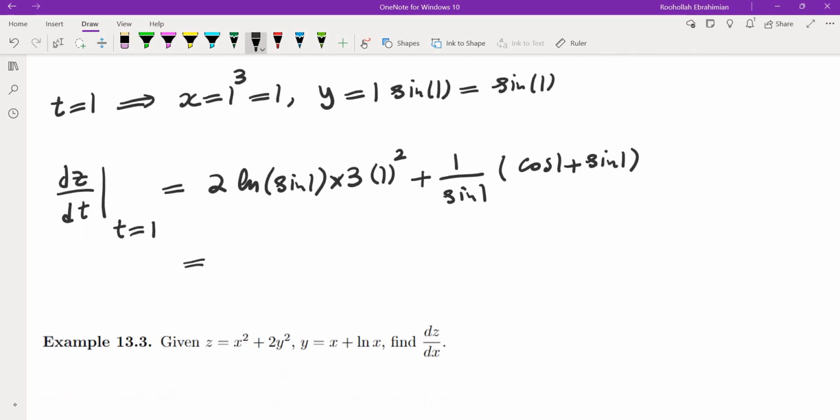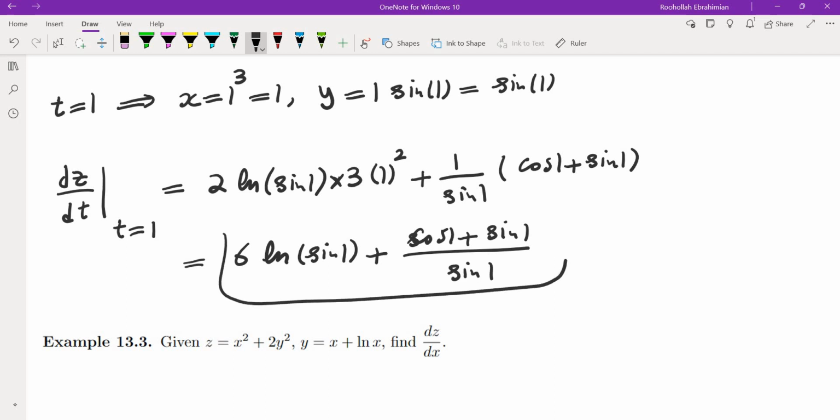So to simplify, there's not much we can simplify, but we can just multiply 2 and 3. We get 6 natural log of sine of 1 plus cosine of 1 plus sine of 1 divided by sine of 1. So this would be our answer.